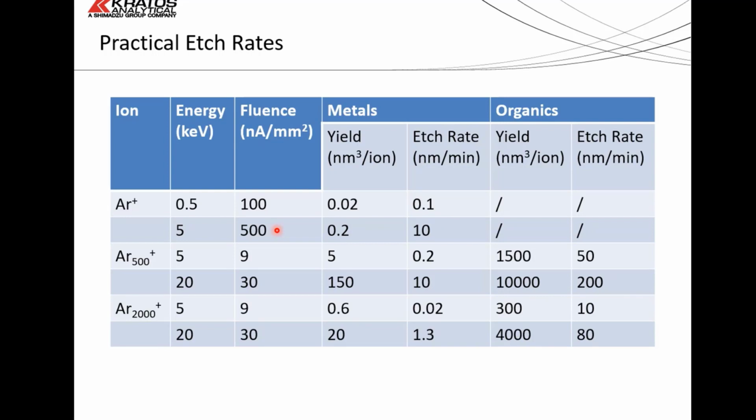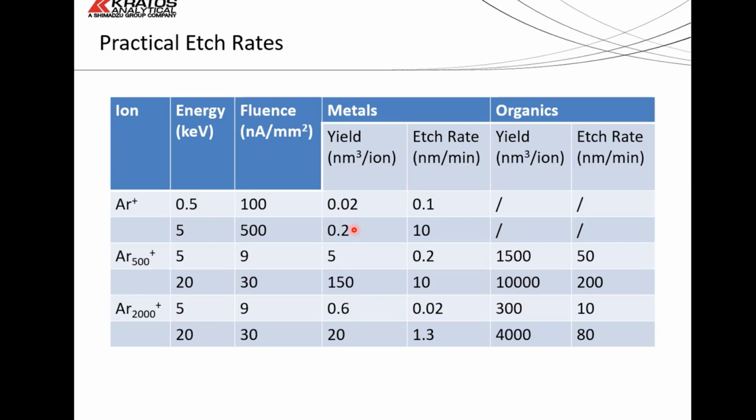This reflects not just the total ion beam current, but also the probe size as well. If we go to our Sigmund's law type calculations, we get yields in terms of nanometers cubed per ion, below unity. So it's really quite low per ion.